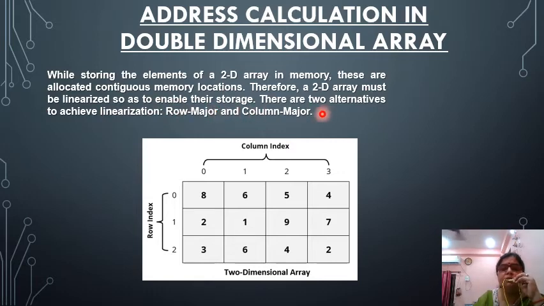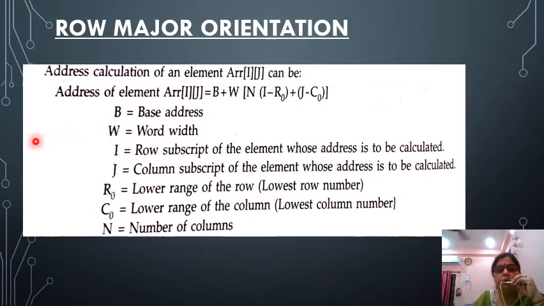There are two alternatives to achieve this. First, row major wise, and second is column major. See, this is your row major and this is your column major. In double dimension array, we know that there is a row and a column. Now, for the row major wise, see how we have to do the calculation.